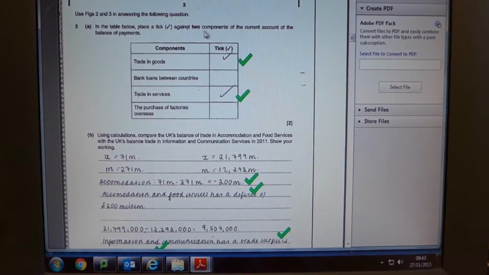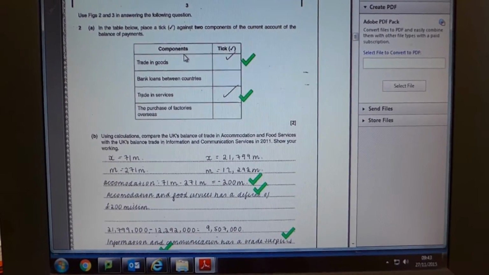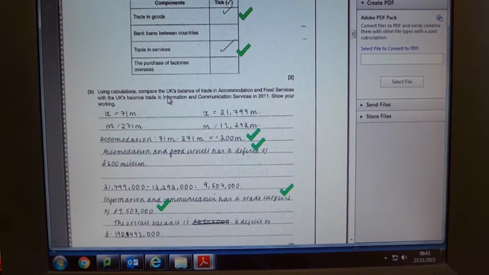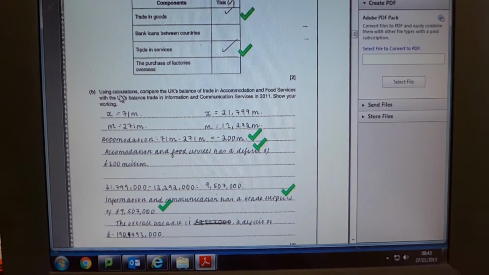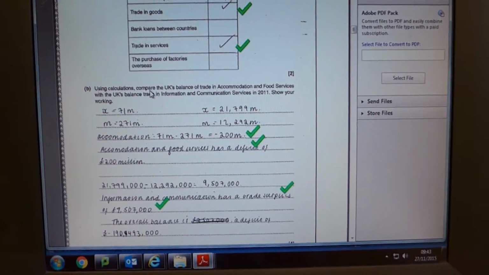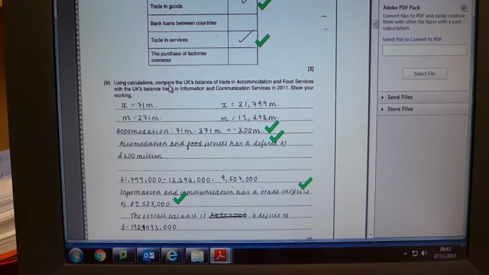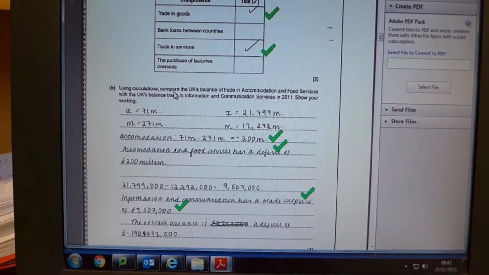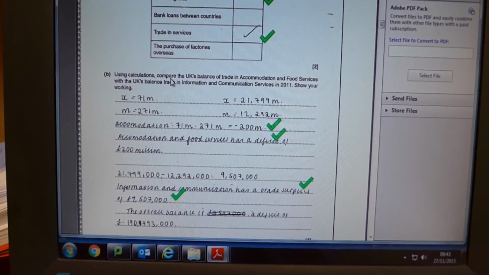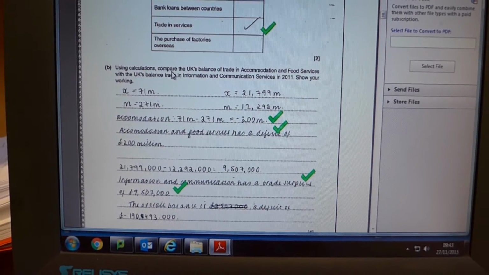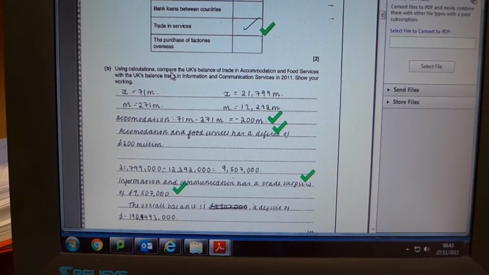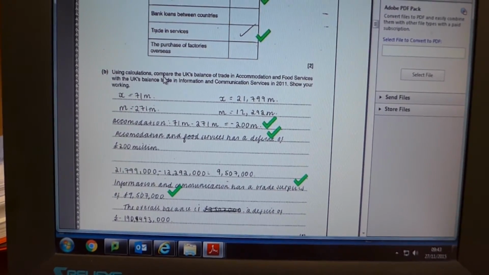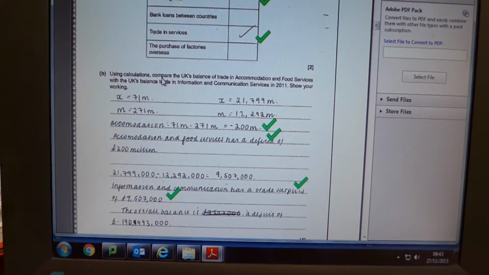So, against two components of the current account, place a tick. Very straightforward. Trade in goods and trade in services. Easy question. Part B. Using calculations, compare. Now this word compare, this directive word compare, has caused a few problems for one or two people. The word compare means generally you've got to do some type of calculation and then compare, i.e. is it higher or is it lower than another figure which you may be asked to calculate. So nota bene, the word compare.